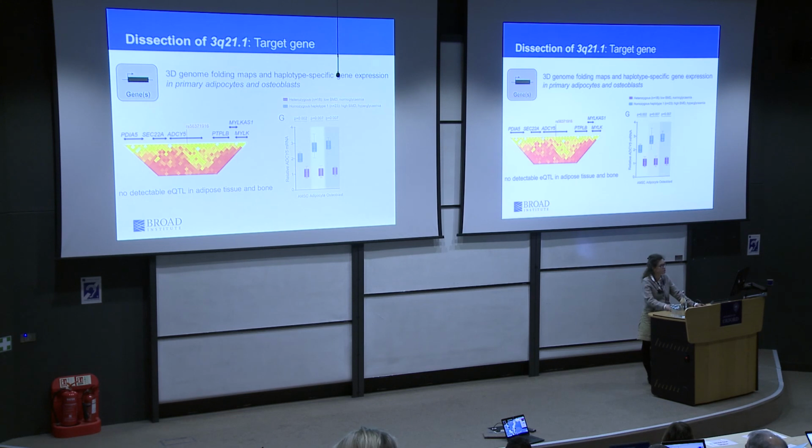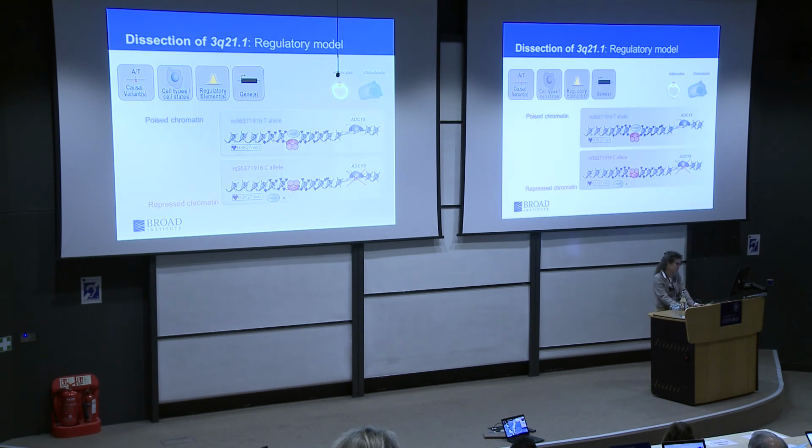Coming back to, tissue is heterogeneous. We need good reference maps in the right cell type and in the right context. So that brings us to a model where the variant basically shifts the dynamic balance between poised chromatin, which is both accessible as well as repressed, to repressed chromatin by affecting the binding of sterol response element binding protein 1, thereby changing ADCY5 gene expression in adipocytes and osteoblasts.